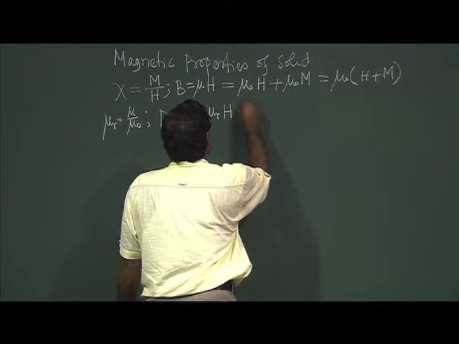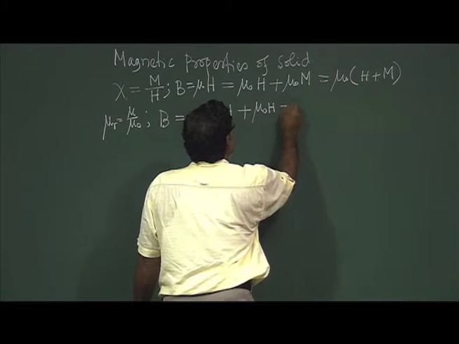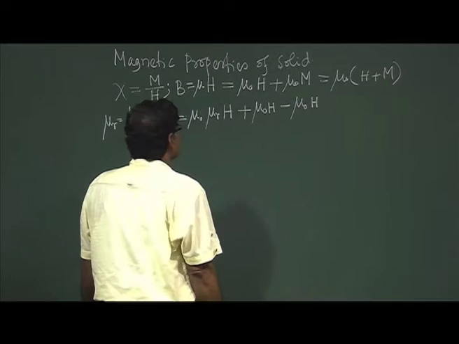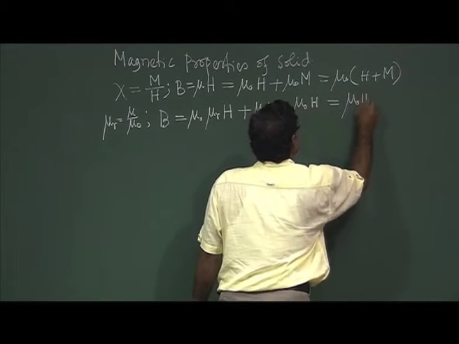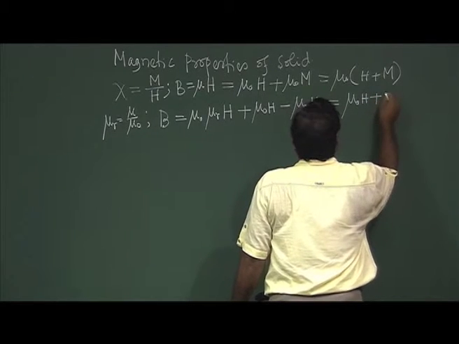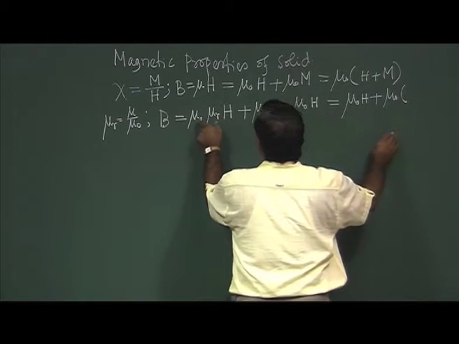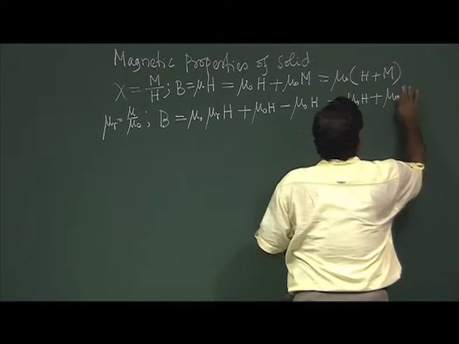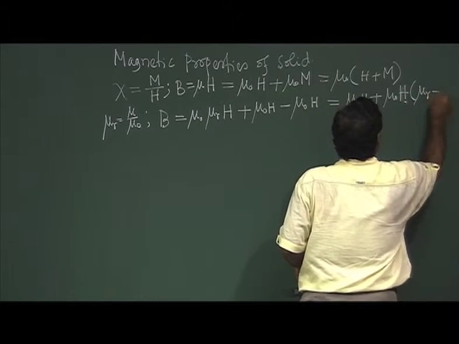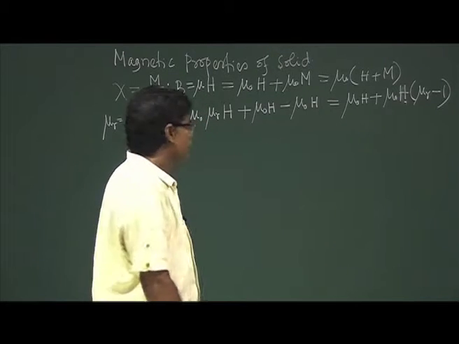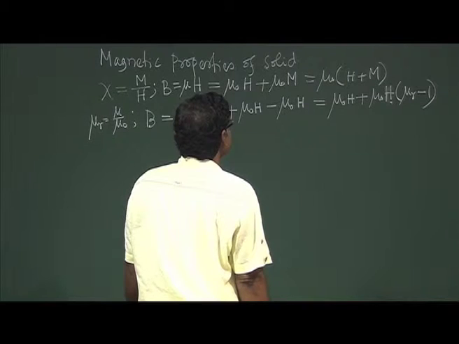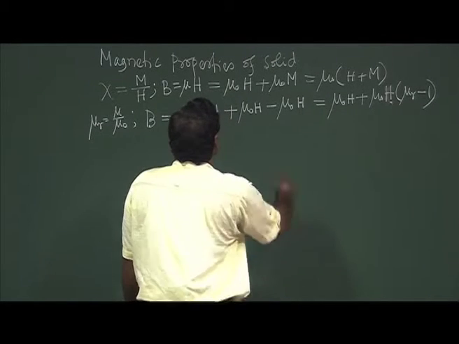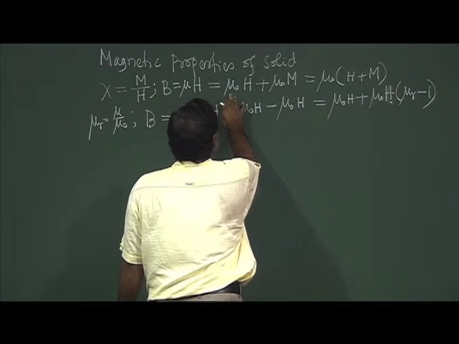And from there, as I mentioned earlier, if I put plus mu 0 H minus mu 0 H here, then from here one can write mu 0 H plus mu 0 H (mu r minus 1). So, we have mu 0 H and mu 0 M.